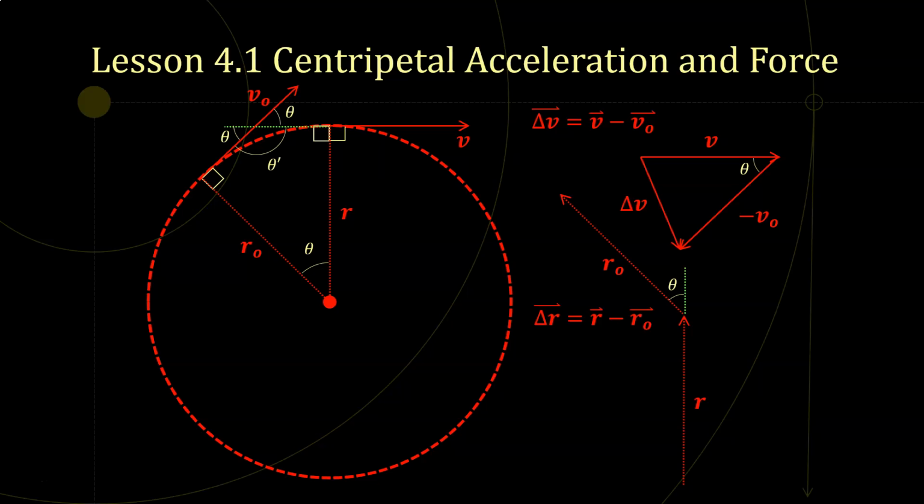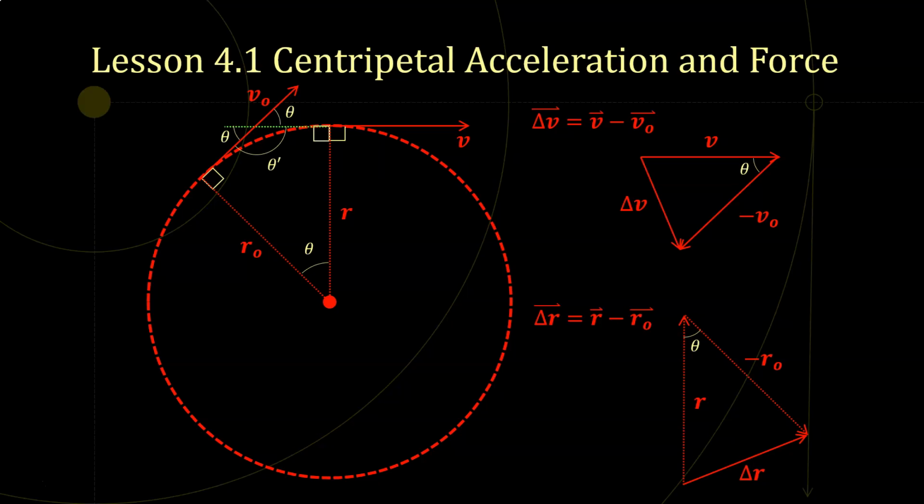Well, if I take the opposite of ro, because I'm subtracting it, I'm not adding it, notice that that theta is going to be exactly the same as the one above it. That's just because I have two intersecting lines, and these are opposite angles. So I have a theta there, r, and negative ro. Then when I finish off this vector sum, I'm going to put delta r starting at the tail of the first to the head of the last.